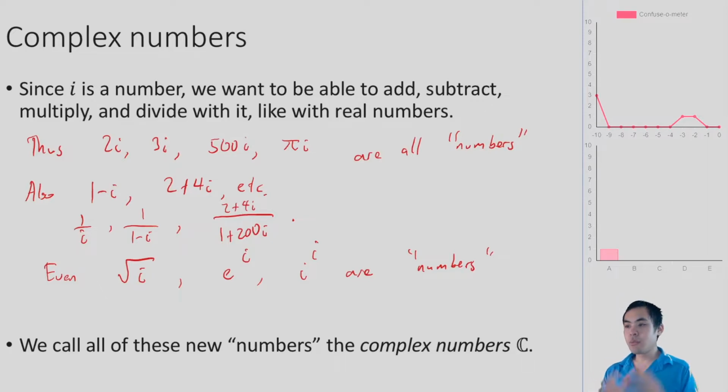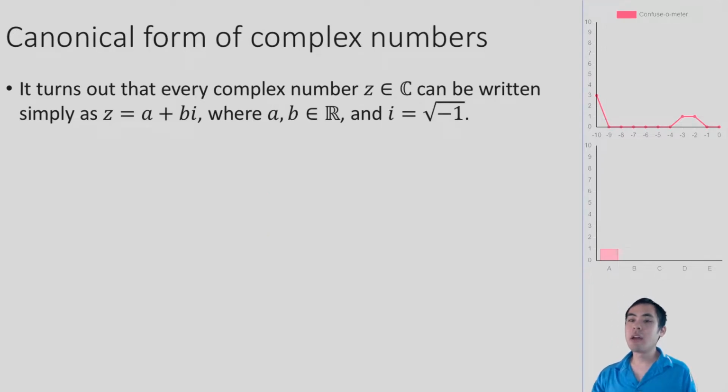We call all these new numbers the complex numbers because what we've done is we've introduced a new number, and then we've said we want all these ordinary operations like addition, subtraction, multiplication, division, even square roots, to also give you a number in this new fancy system. And it turns out that, for complicated reasons which I won't go into in this lecture, every single complex number, including the square root of i, or i to the i, can be written in the form a plus bi, where a and b are real numbers, and i is, of course, defined to be the square root of minus 1.